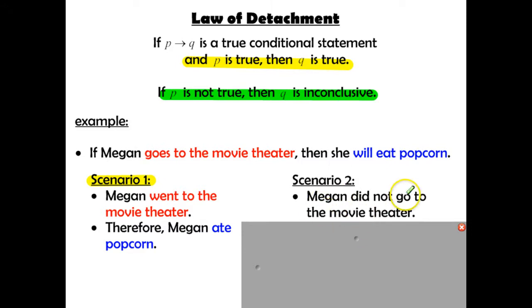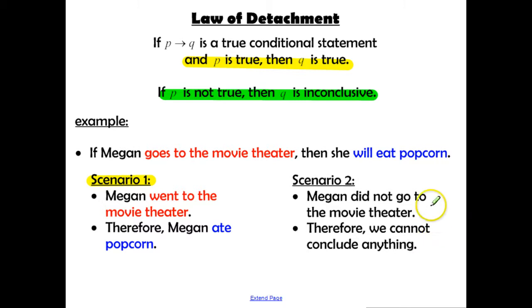So just because she didn't go to the movie theater doesn't mean she didn't eat popcorn. So we just say, since we know she didn't go, we can't conclude anything. So we don't know what happened to Megan after that. Okay? So make sure you think carefully about this and you feel comfortable with this. Scenario 1 and scenario 2.